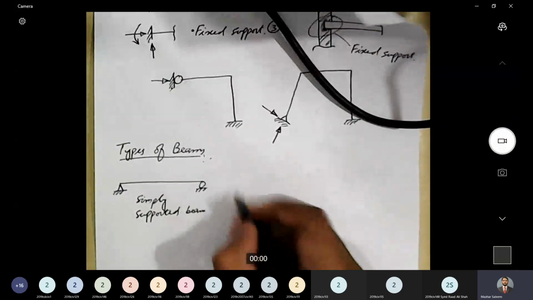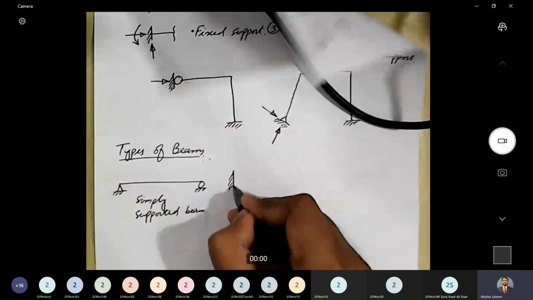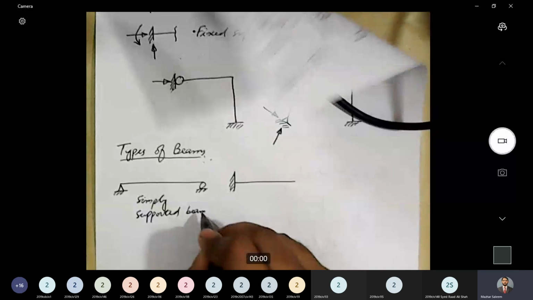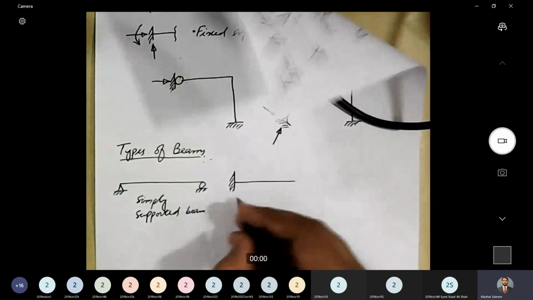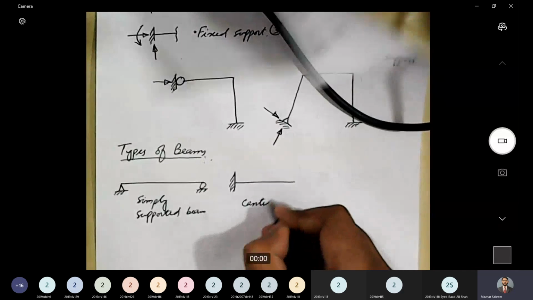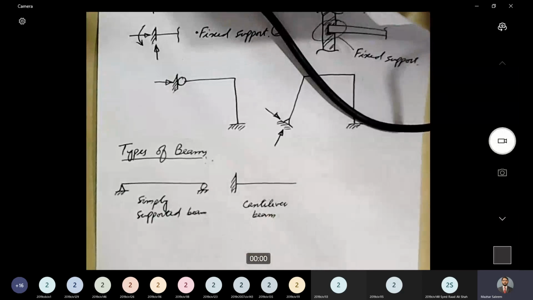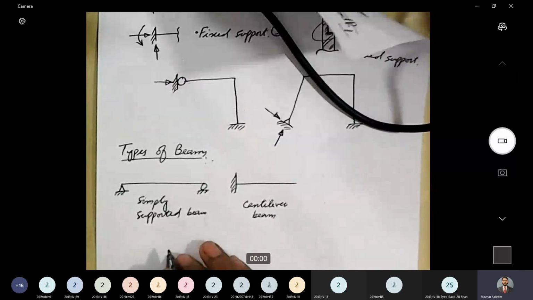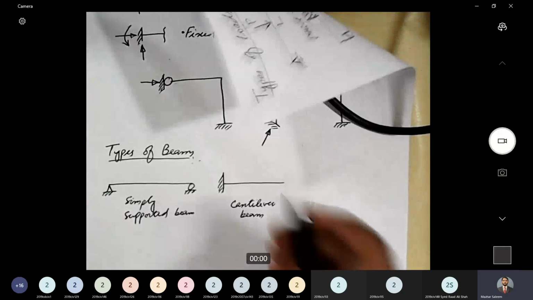And the next type of beam is a cantilever beam. What is a cantilever beam? A cantilever beam has one fixed support and the other end is free. So this beam is a cantilever beam. A cantilever beam has one end fixed and the other end free.